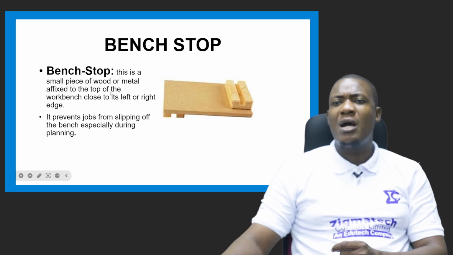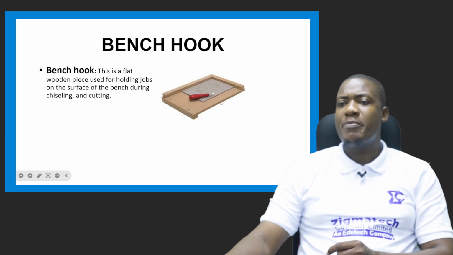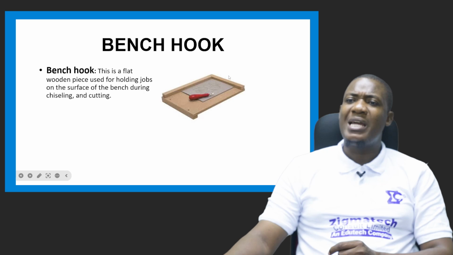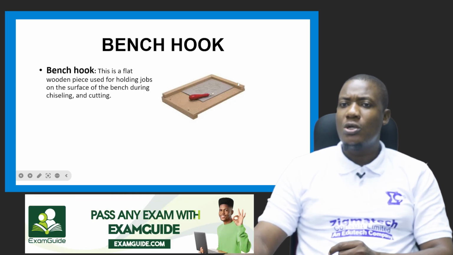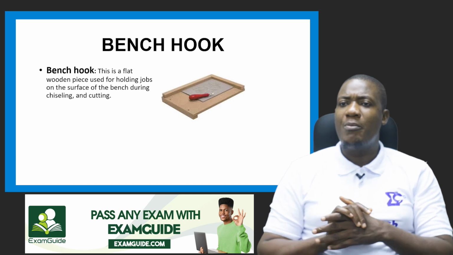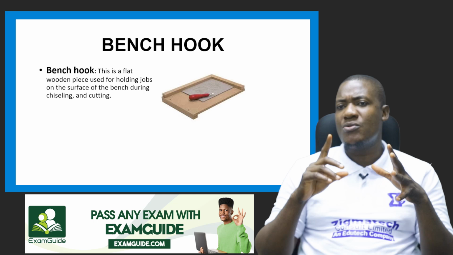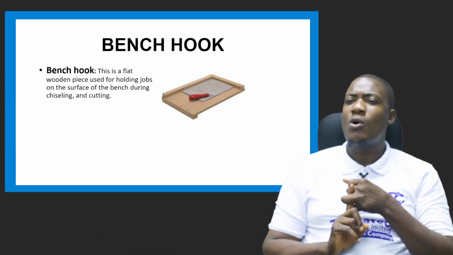We also have another workbench appliance we call the bench hook. The bench hook here is sometimes designed around the edge of the workbench this way. That's the bench hook. Basically, what this does is to ensure that the workpiece is held in place when you are either chiseling or cutting on the workbench.